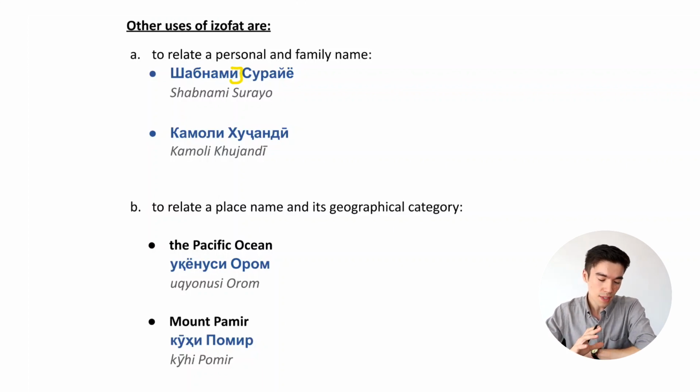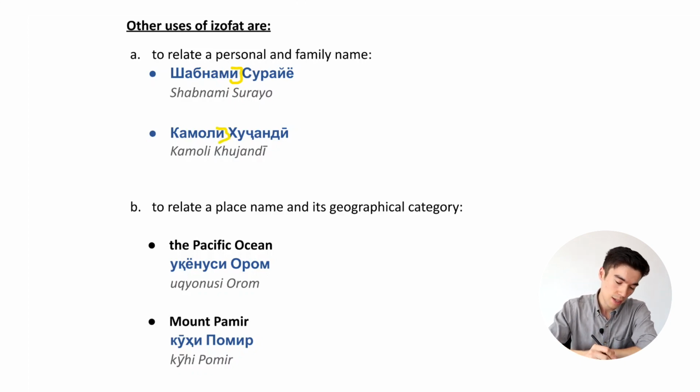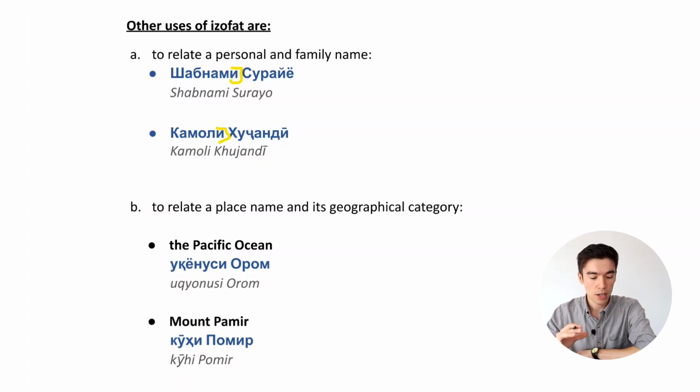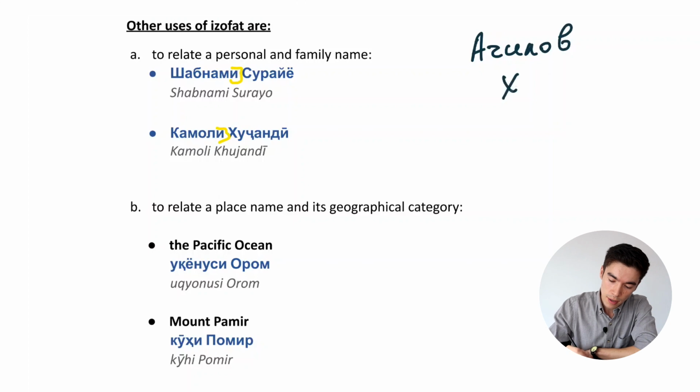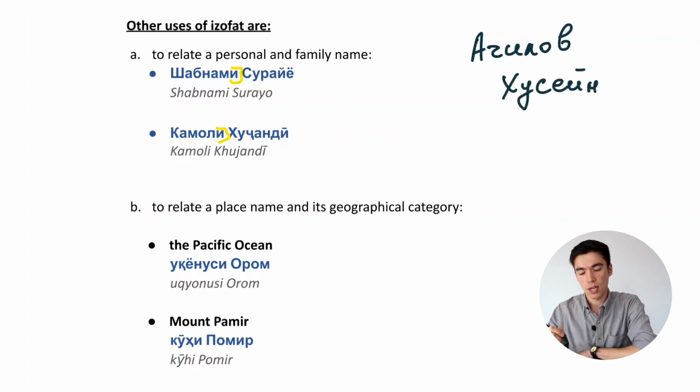And the next one is Kamoli Khujandi. Kamol is the first name. E is izofat. Kamoli Khujandi. In my case, I don't have this kind of izofat in my name. So it's Achilov. That's my family name. And Hussein. Like this. Achilov Hussein. And Ov here, we borrowed that from Russians.